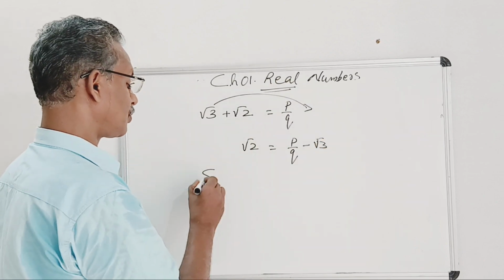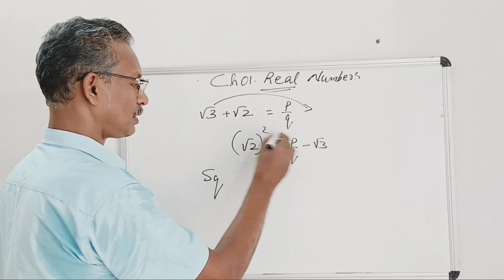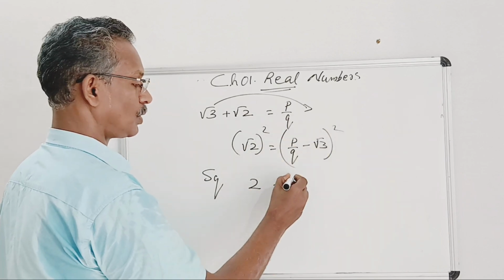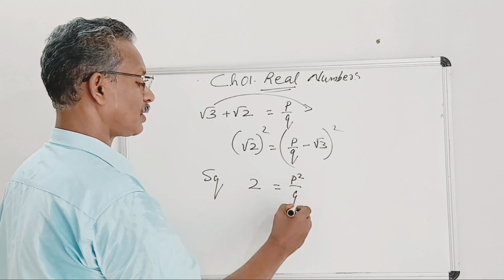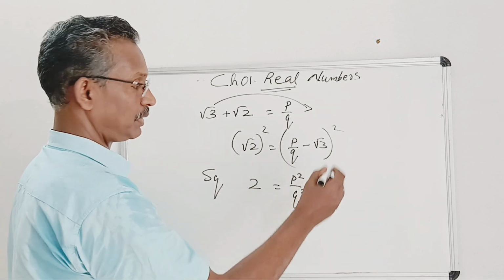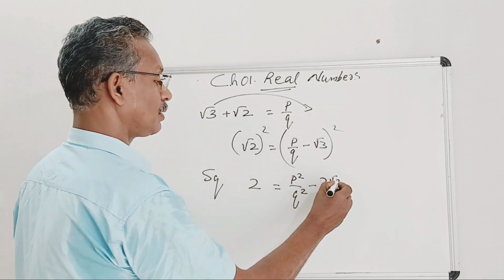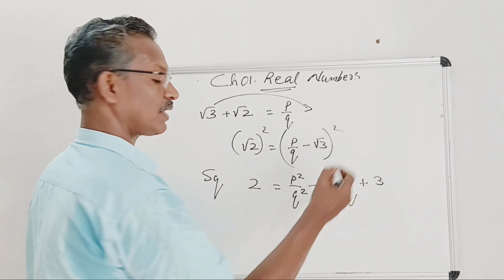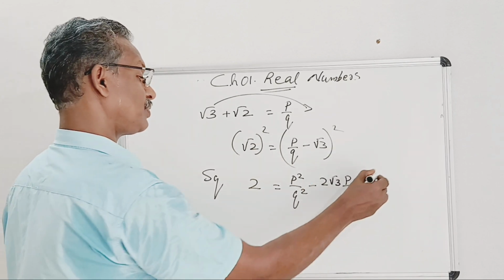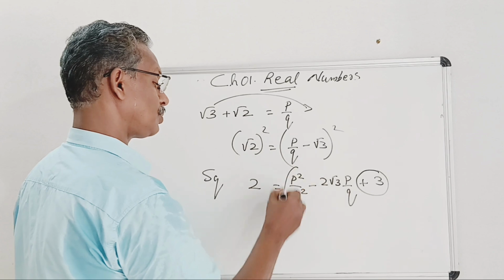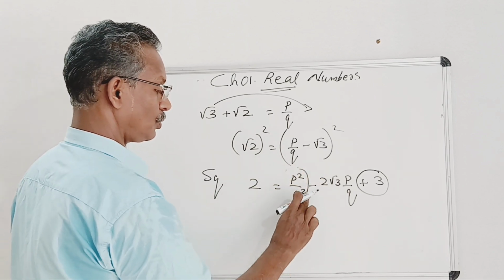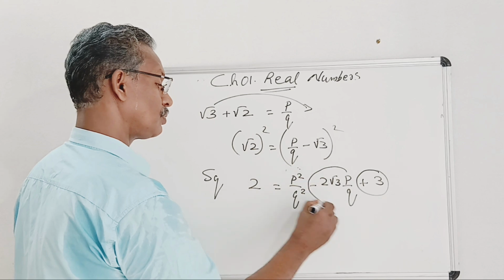Then square both sides. When you square this and whole square here, root 2 square is 2 is equal to p square by q square minus 2ab, that is 2 root 3 p by q plus root 3 square is 3. Now you shift all these to the other side, or you shift this to left.